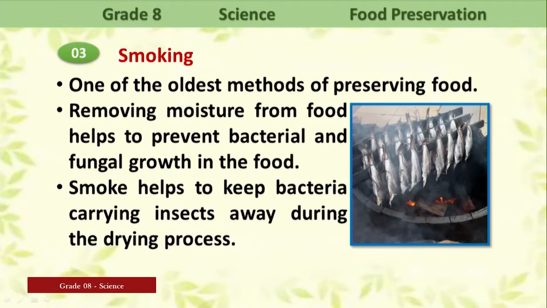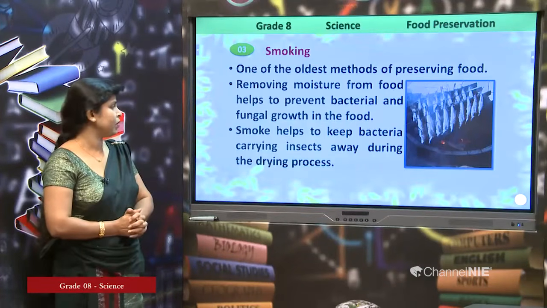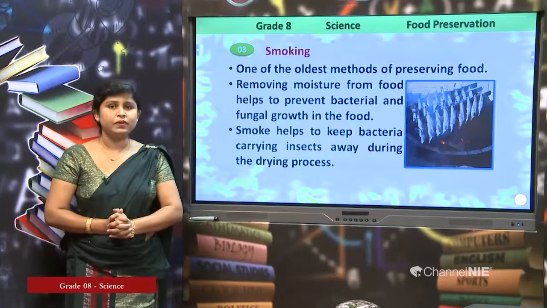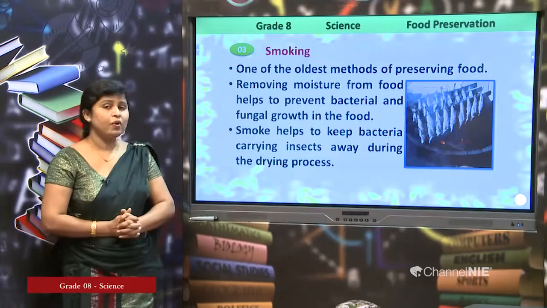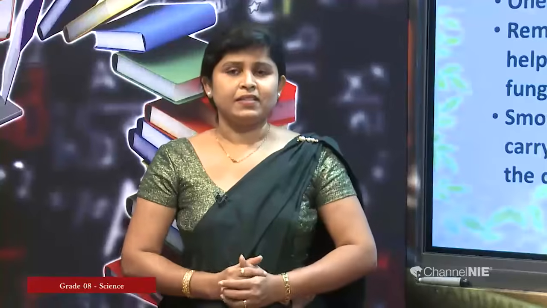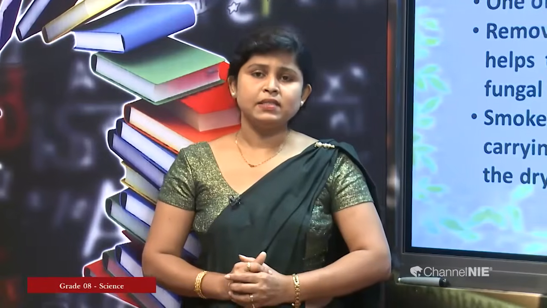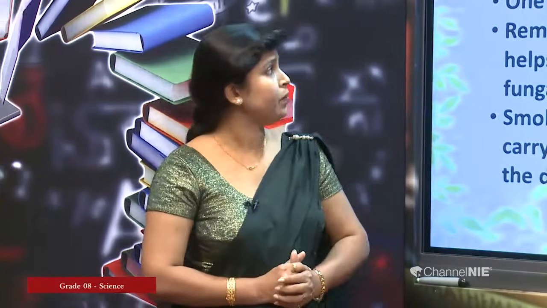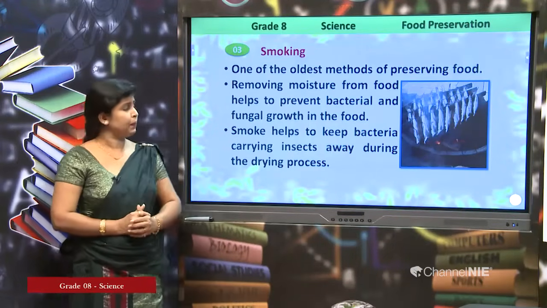Smoke helps to keep bacteria carrying insects away during the drying process. Smoke helps to keep bacteria carrying insects away because when these insects come to the food, it can get spoiled quickly due to their action. So, the smoke helps to keep them away, right. I have not mentioned that point here. Smoke contains certain types of chemicals. Those chemicals act as food preservatives. Right, now I have described how smoking is used to preserve food items.